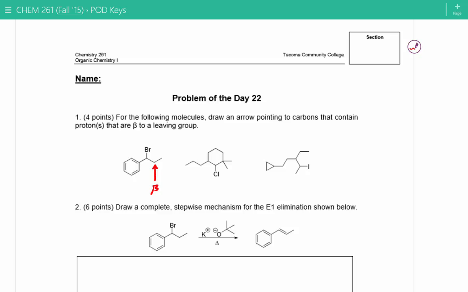What about the second molecule? We've got two different beta carbons, one on the left, one on the right. Which one of those carbons has beta protons? The left. The left, okay. The one on the right is only bonded to carbons. It doesn't have any beta protons available. Look at the last one. We've got a beta position here and a beta position here. Which one has beta protons, or do they both? They both do. So we could label both of these as being carbons that contain beta protons.